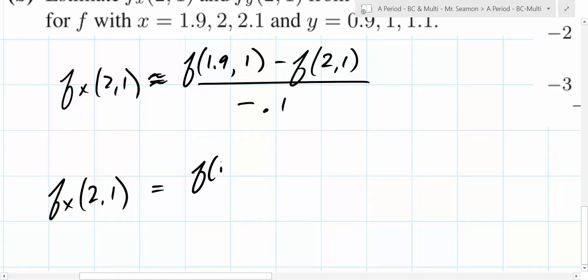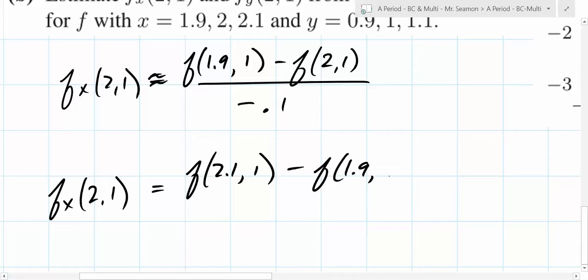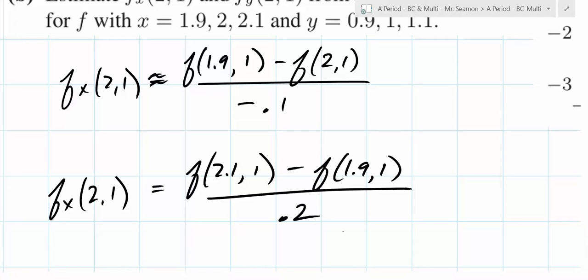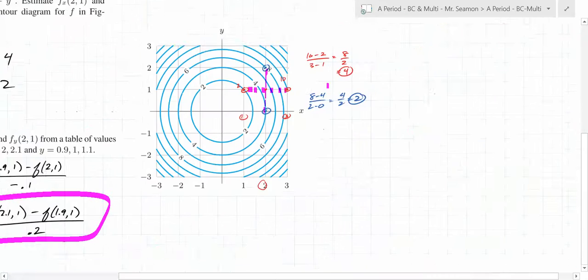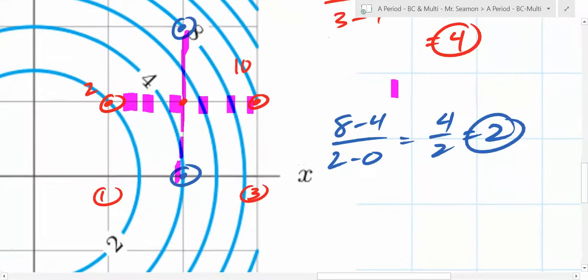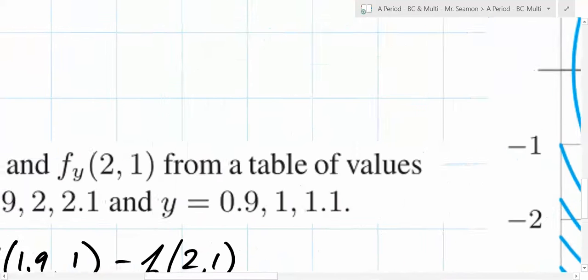You do f of 1.9, right? Actually, let's do it and make it positive, shall we? So how about this? f of 2.1, comma, 1 minus f of 1.9, comma, 1, all over 0.2. This is what I would do right there. That's the one I would choose. This is my personal background. Does everybody kind of see this right here? This also mirrors what we did right here, right? We did the points around it, so you could always do it around it.